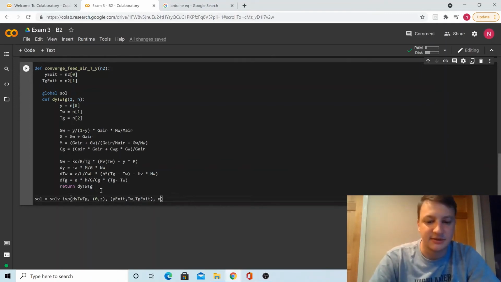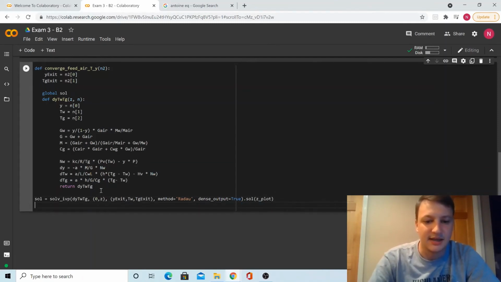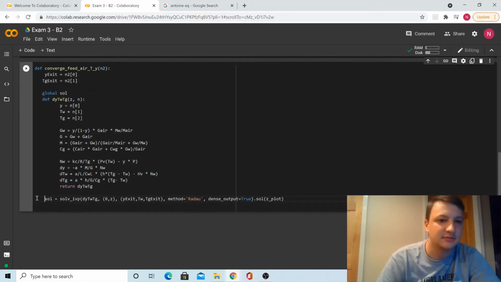Okay, then we're going to insert a method. This is optional, whatever you want to use. I want to say it's RK45, which will be used if you don't put anything. We'll use the Radau method, and then set dense output equal to true, and the sol to zplot. Then with that, I don't think that's what I did wrong. I didn't think I nested that correctly.